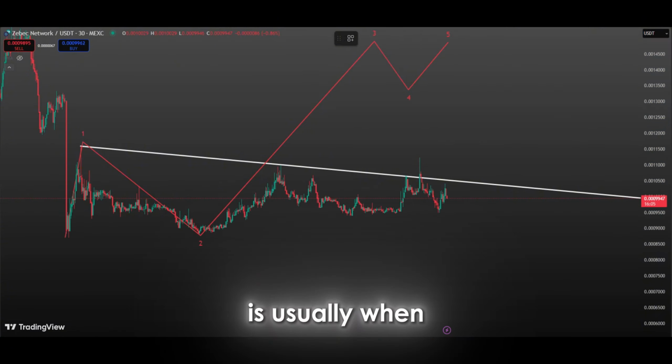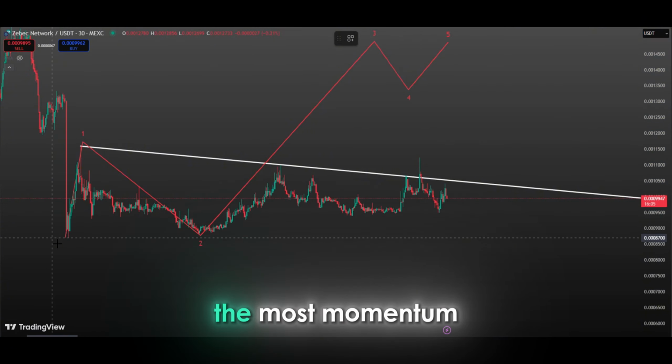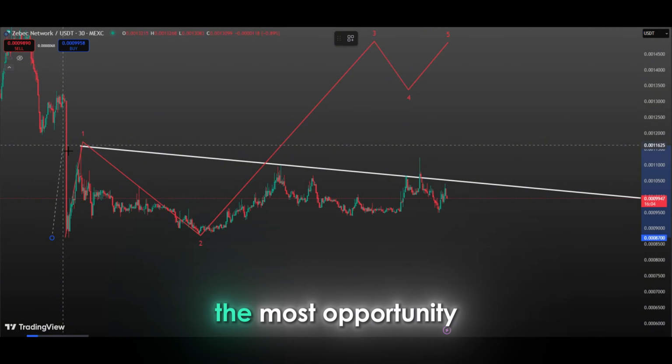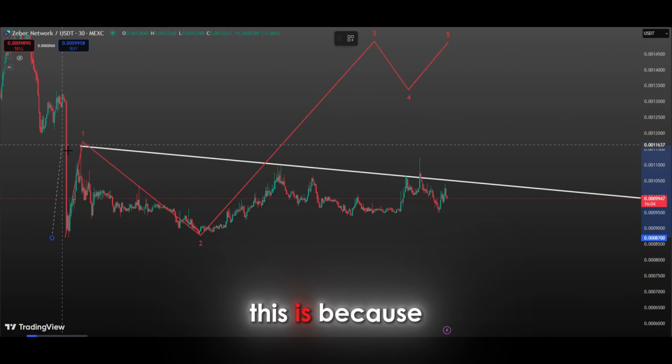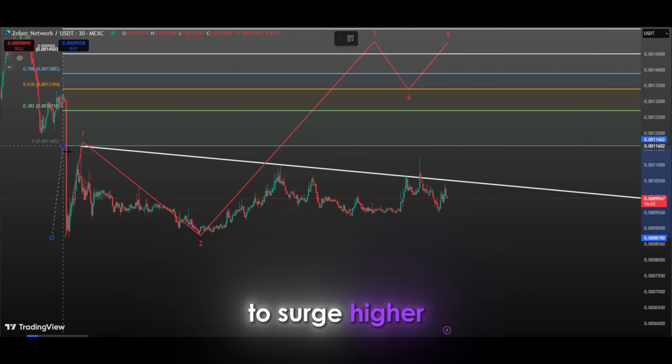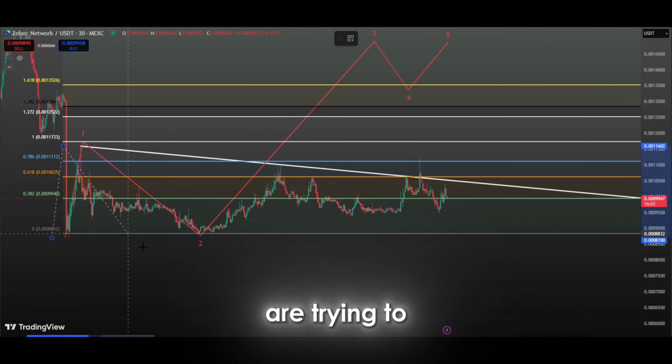The third wave is usually when the market gains the most momentum and the price rises the most sharply. From an investment perspective, this is the phase that offers the most opportunity for gains. This is because it's a phase where the market is using the support from the previous waves to surge higher, and many people are trying to get on board.